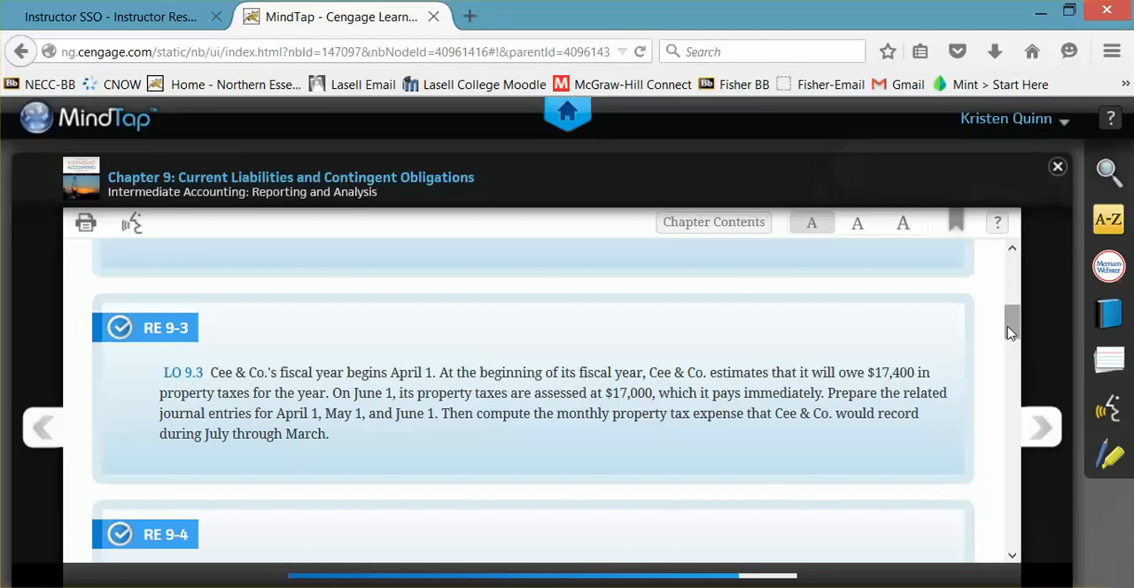We're going to be talking about review exercise 9-3. And this exercise is talking about a liability that is created by coming up with an estimate. So in this case, we're going to be talking about property taxes.